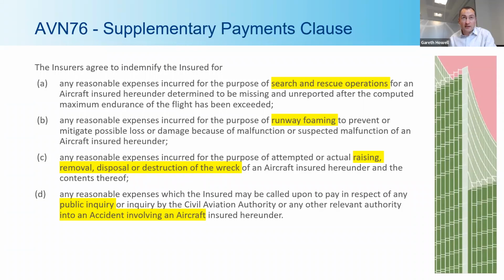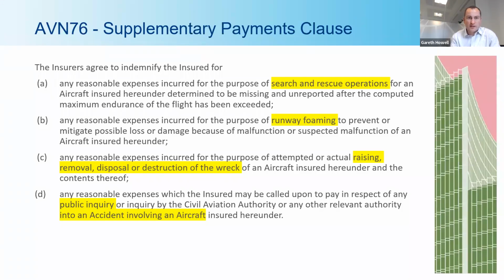I mentioned earlier that 76 is quite often modified, expanded, and we will see in some policies that the ABCD list goes on to EFGH with other items. Some of those ones that you might see are fire and crash control expenses. So expanding a little bit upon the foaming paragraph to pay for fire and crash control expenses that may be recharged again by a fire department.